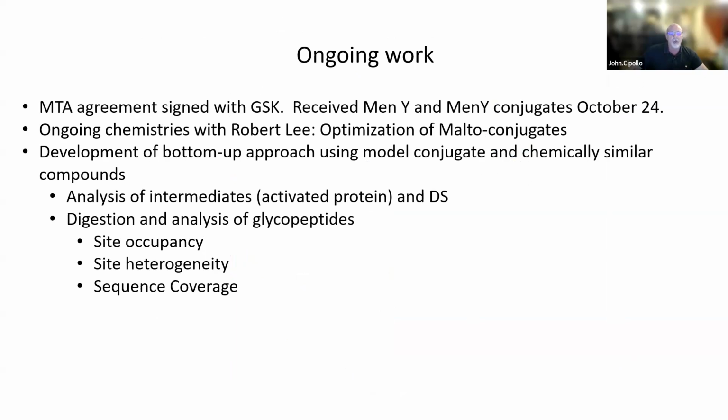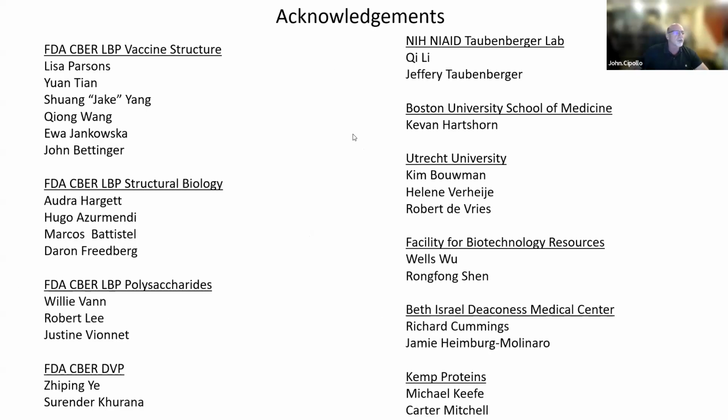And this is the ongoing work. So I basically already described this. We're working on the bottom-up approach first, and chemically similar compounds, analysis of intermediates, so that linkage region, digestion analysis of the glycopeptides for site occupancy, heterogeneity, and sequence coverage. So that's what we're about. I hope the presentation of our analysis of the influenza HAs was useful to demonstrate what we're trying to do here.